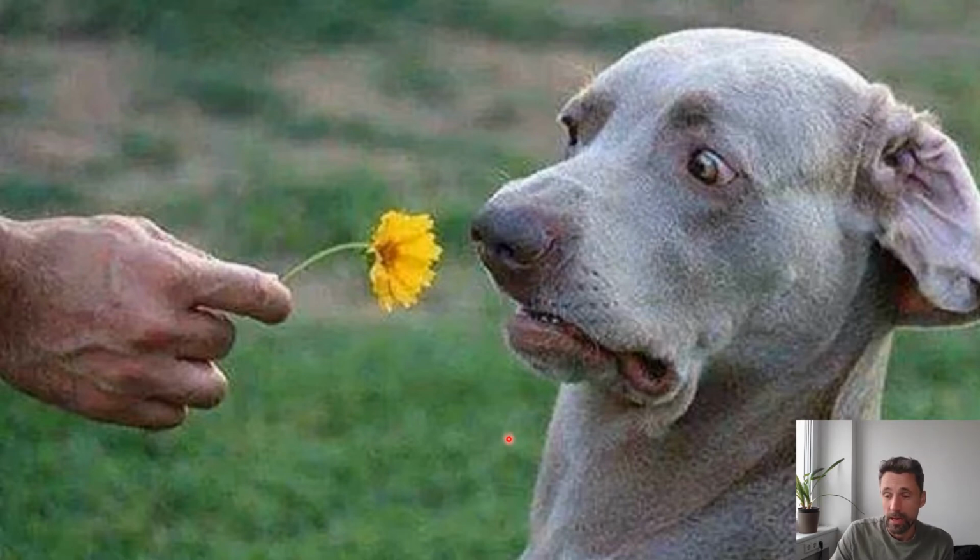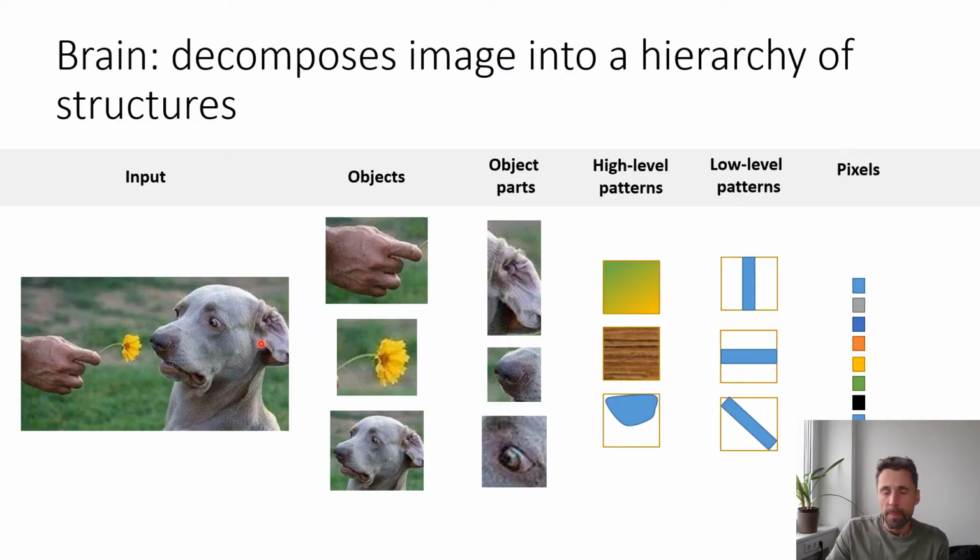So, you might say, okay, that's a dog, or that's a hand holding a flower, or there's some grass in there. And I just wanted to make the point that our brain takes in this very complex input, right? So this is not just a dog, it's a specific type of dog, and it's looking in a very particular way. So what our brain is doing is that it takes in this complex input, and it decomposes this image into a hierarchy of different structures, right?